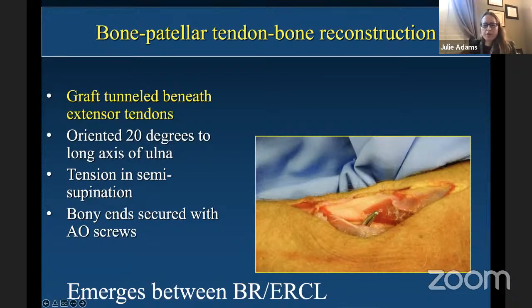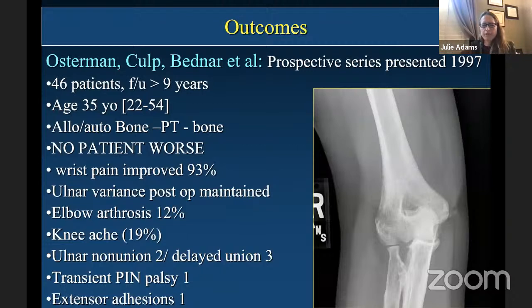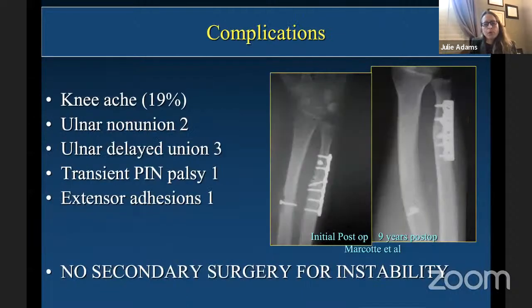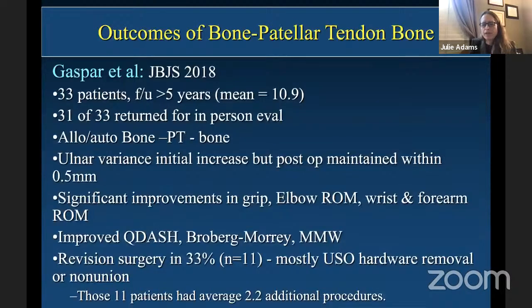Lee Osterman and his group reported on the outcomes of this using either allograft or autograft, and found a high rate of improvement of wrist pain. Early on in the series, they were using autograft and abandoned that due to knee pain, and found good results with the allograft. More recently, Gaspar and colleagues published on the Philadelphia experience in 2018, 33 patients, mean follow-up of almost 11 years. And they brought these patients back, all but 2, and found that ulnar variance had an initial increase after surgery, but post-op, it seemed to be well maintained.